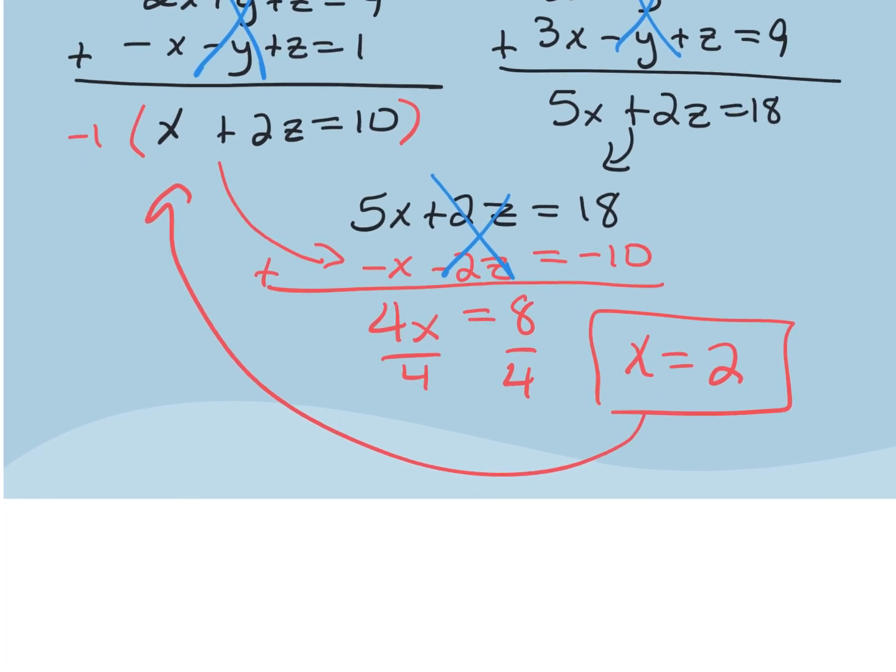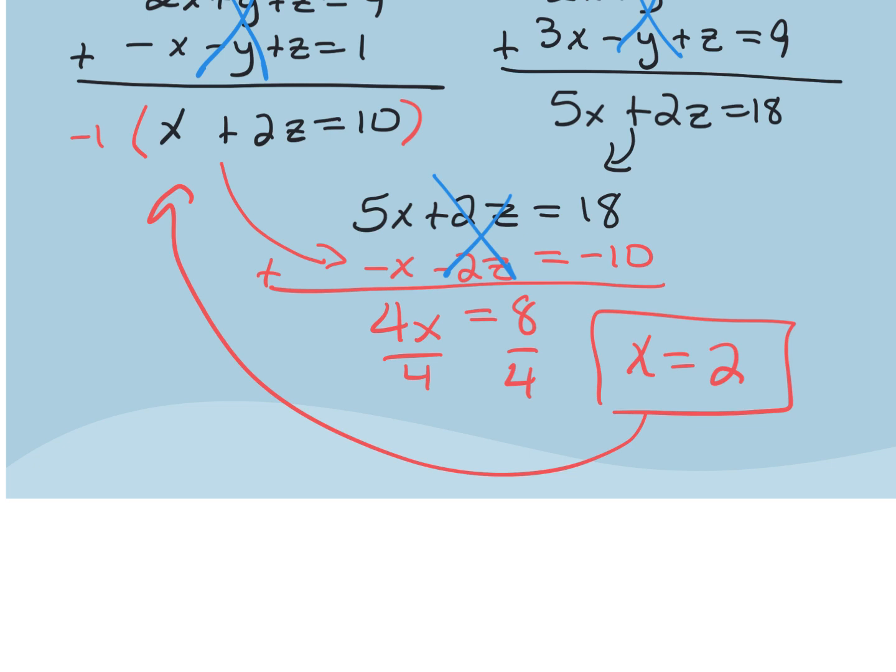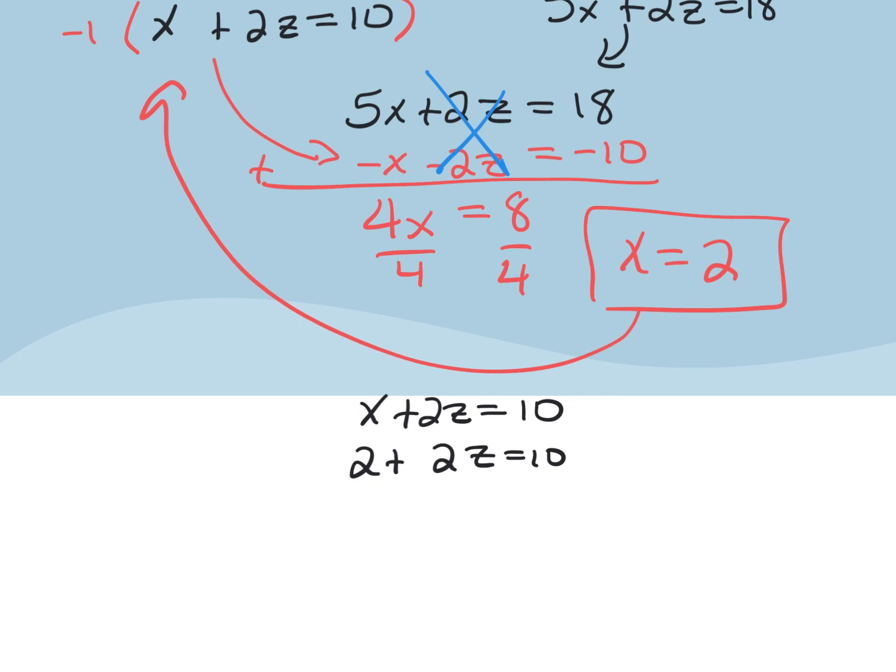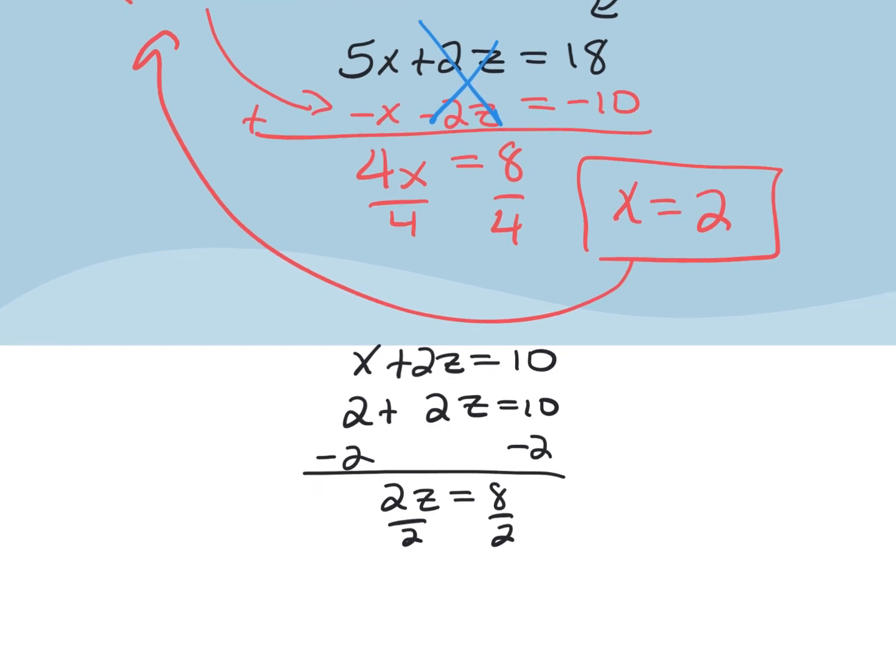I don't have to multiply x by anything. So x plus 2z equals 10. This is where I'm plugging in x. 2 plus 2z equals 10. Subtract 2. 2z equals 8. Divide by 2, and z equals 4.